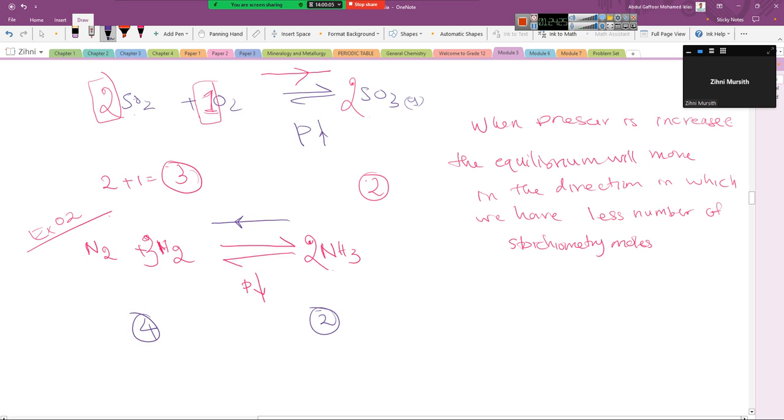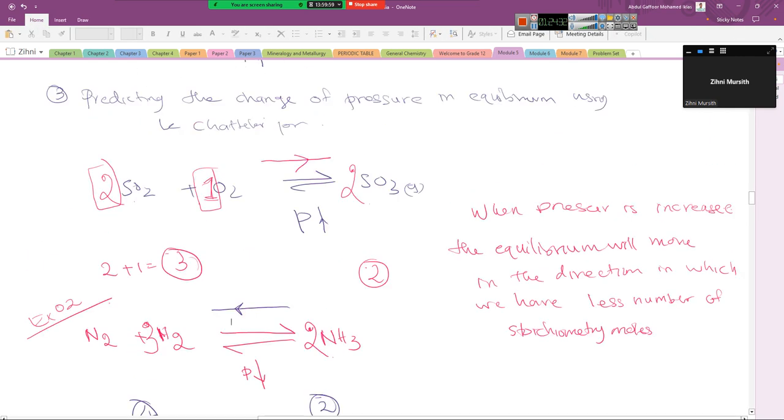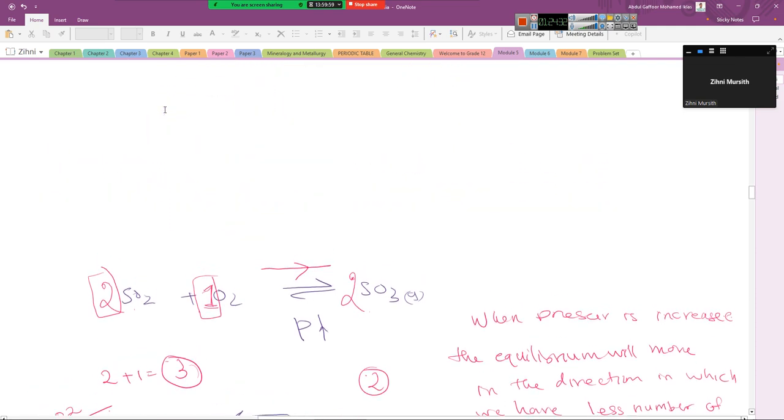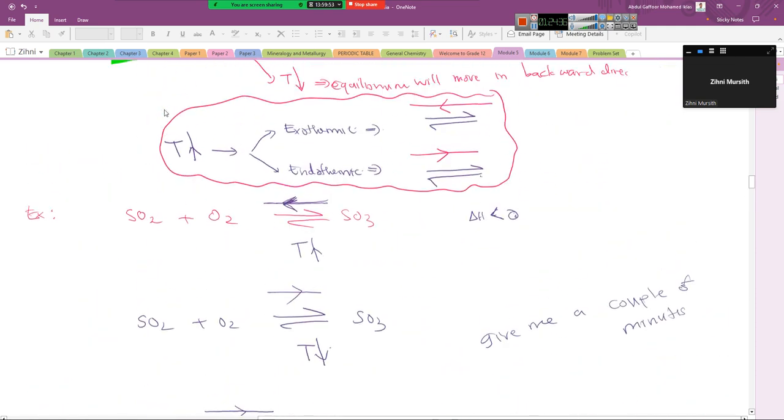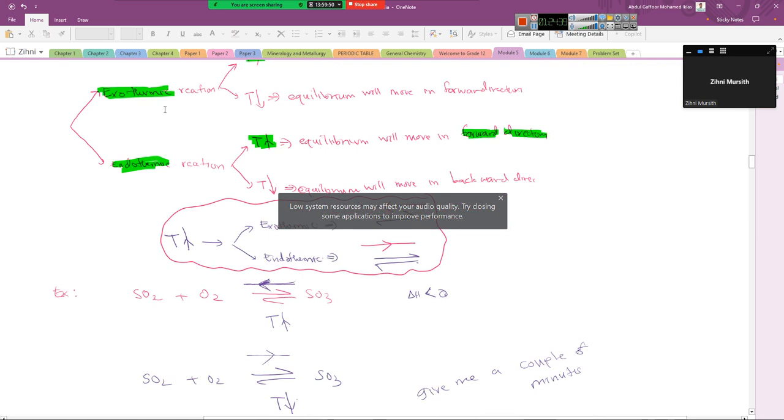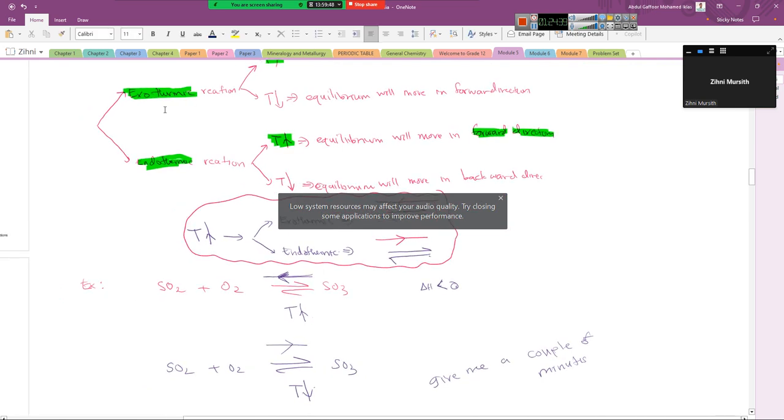Okay, right? So that's all about the Le Chatelier principle. We have discussed 3 things, right? How the equilibrium will move when the concentration is increased. Then we studied how the equilibrium will behave when the temperature is altered. And finally we studied how the equilibrium will behave when the pressure is altered, right?